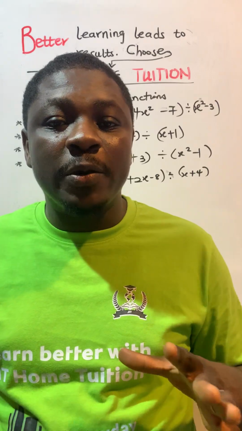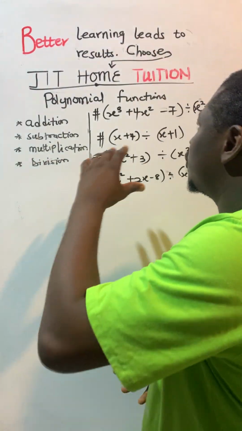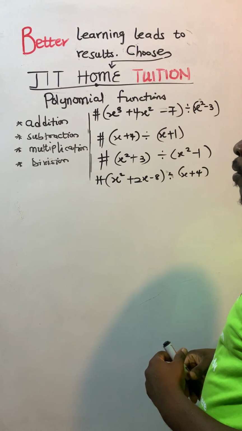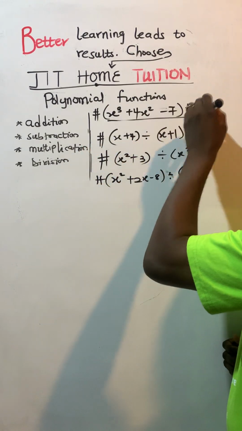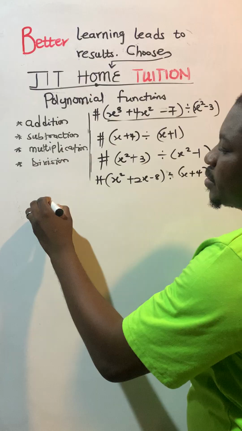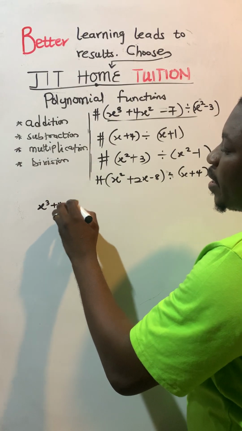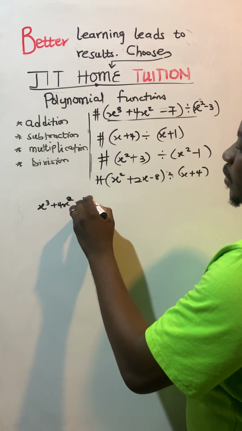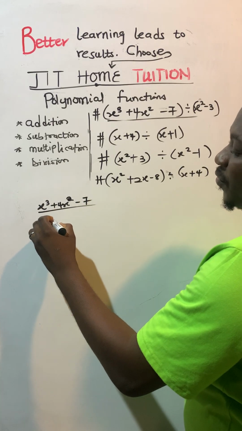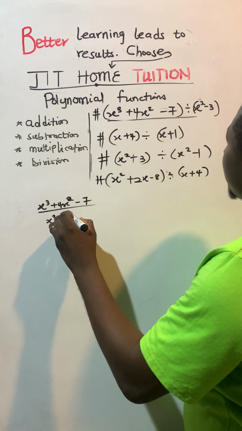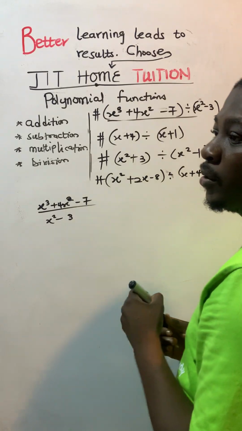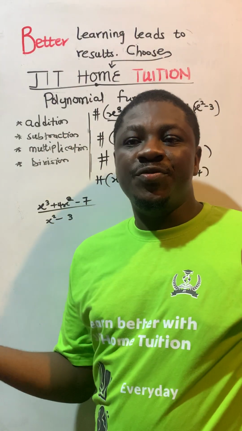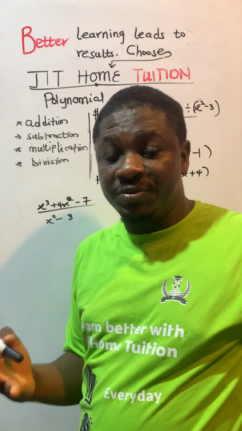In today's session, we are going to look at how to divide polynomial functions. Assuming that you have something like this, which is x cubed plus 4x squared minus 7, divided by x squared minus 3. Now, usually when it comes to polynomial division, it is done using long division.